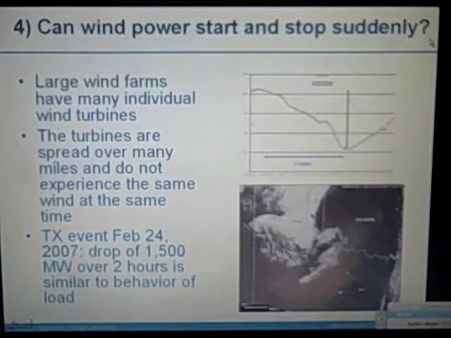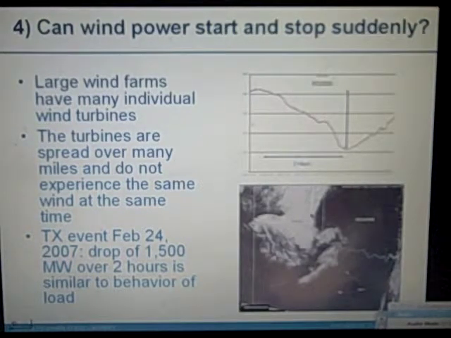Can wind power start and stop suddenly? You know, the funny thing about wind, we all have our own personal experience with it, and walking around at less than 2 meters off the ground, as I do, the wind is acting very differently down where I live as opposed to where the wind turbine lives, which is up at about 100 meters off the ground, maybe 80 meters, depending upon the wind turbine technology, how old it is, and so forth.